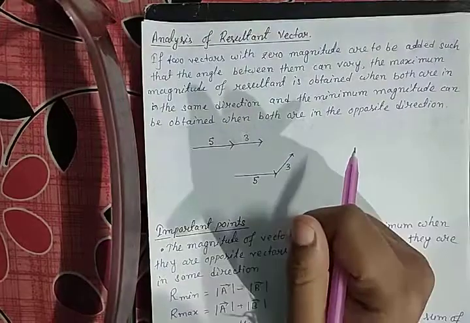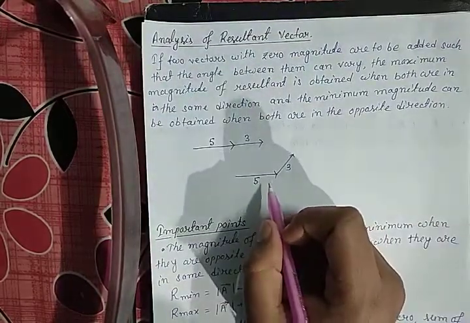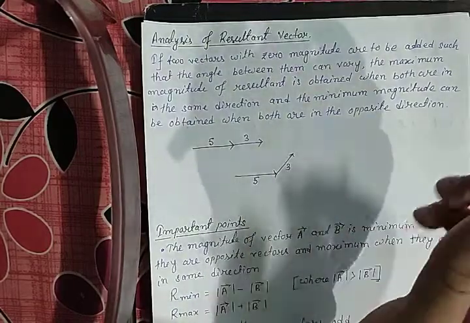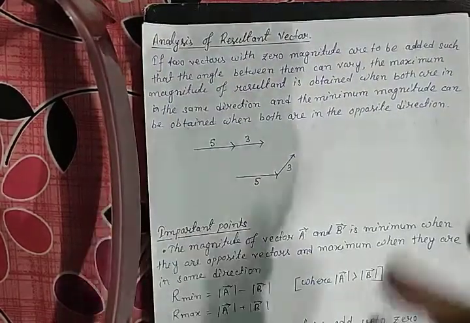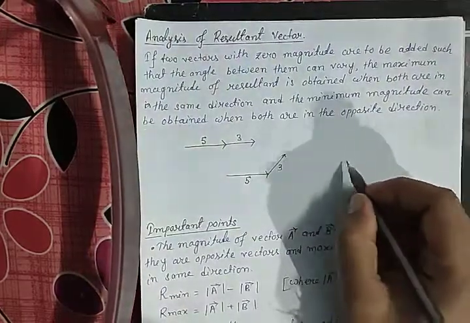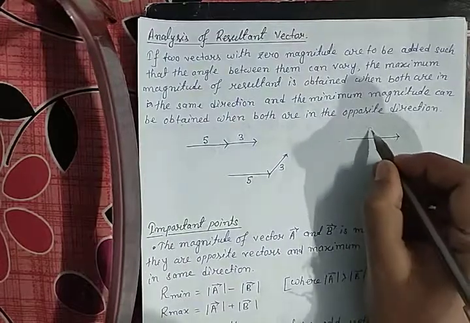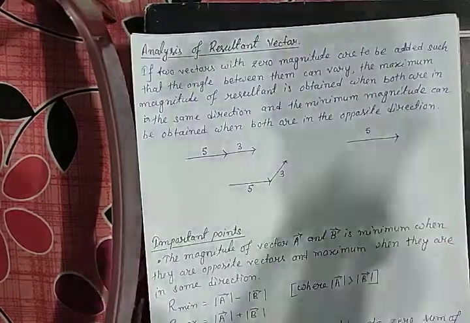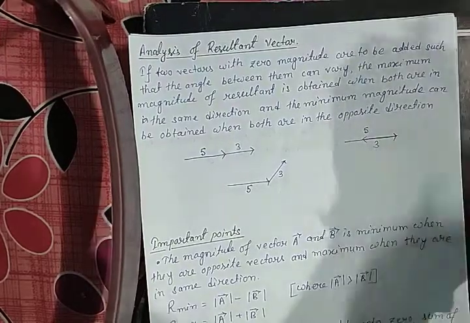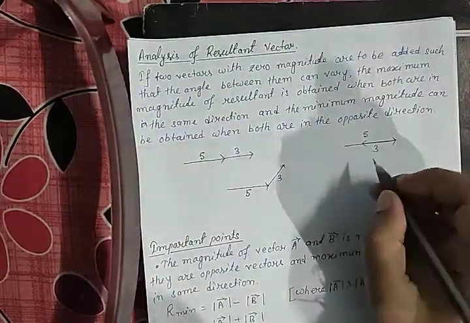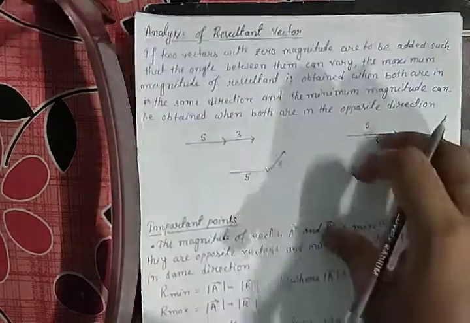And the resultant will be minimum when these two vectors are in the opposite direction. Correct? So then their resultant will be how much? This is the 5 vector, and this 3 vector is in the opposite direction, so their resultant will be minimum. How much? 5 minus 3 is equal to 2 units. Then their magnitude will be 2 units.